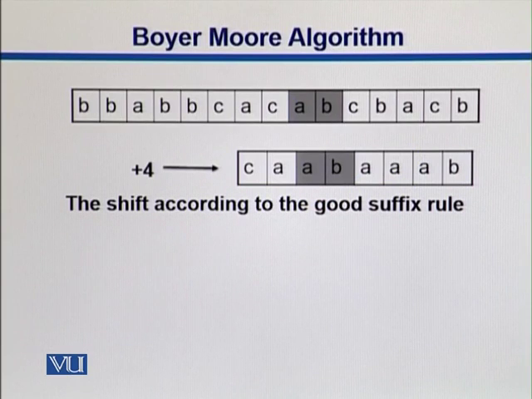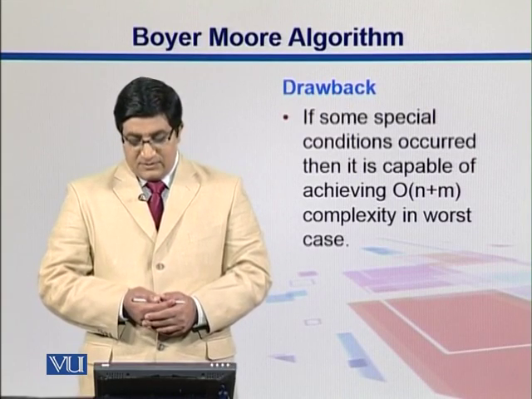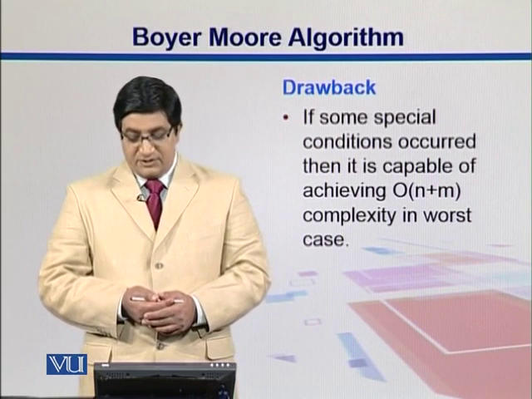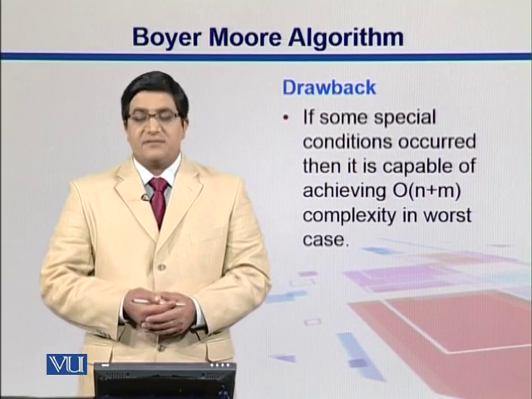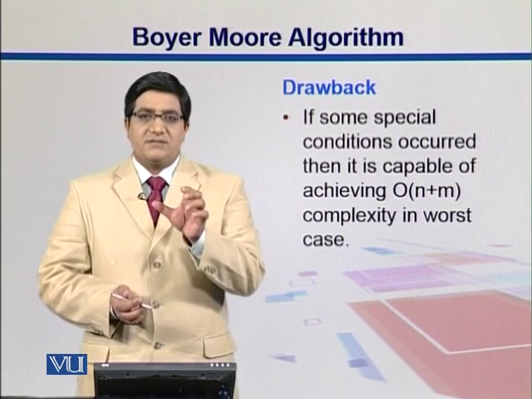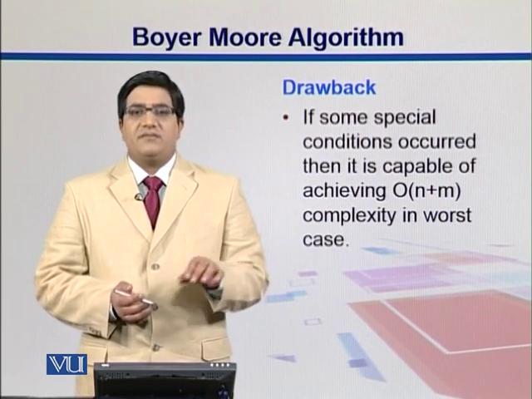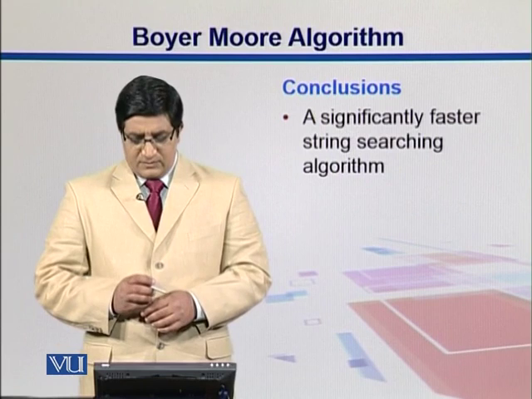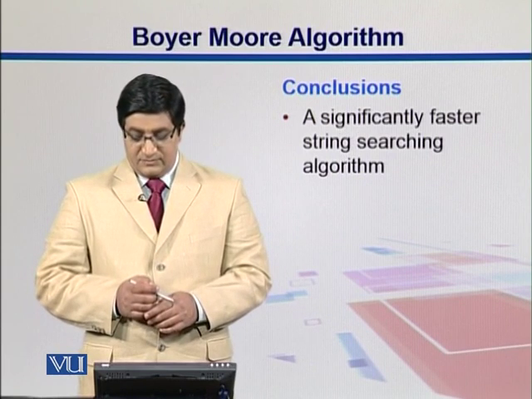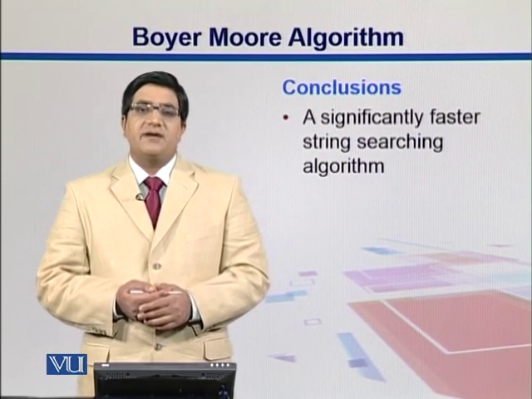In this way, whether bad character or good suffix, we save some time and energy. Like everybody has a bad day, this algorithm also has some drawbacks. If some special conditions occur, sometimes it might achieve linear complexity, that is the worst case scenario. But these two kinds of movements, with bad character and with the good suffix, are believed to be more efficient than KMP. It is clearly a significantly faster and more efficient string searching algorithm, as per their claims.